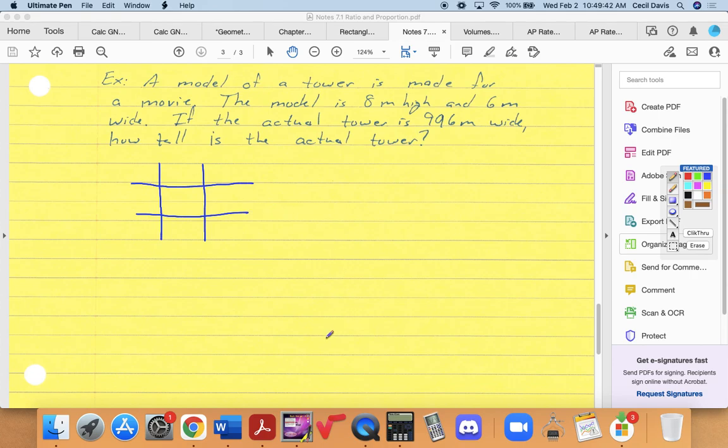Looks a little like a tic-tac-toe board. Notice we have 4 different things here. We've got the model, we've got the tower, we've got how tall it is, and how wide it is, right? So which ones go together? Are the same kinds of things? So I'm going to put the model here and the tower here. You could have put them on the sides. It doesn't make any difference at all. And over here, I'm going to put how high it is and how wide it is.